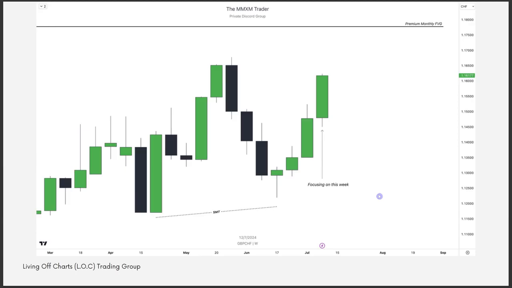Now we have the GBP CHF weekly chart, right? Remember we had the SMT and we're drawing towards that premium monthly fair value gap. So we have a draw on liquidity, we have confirmation by SMT, and now we're going to focus on this weekly candle over here.